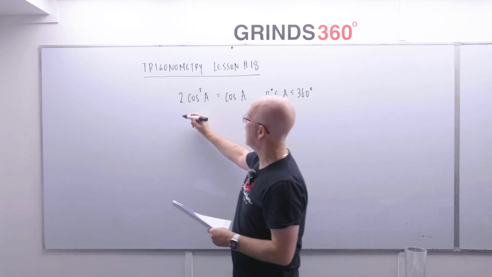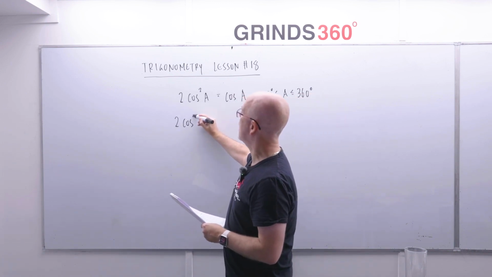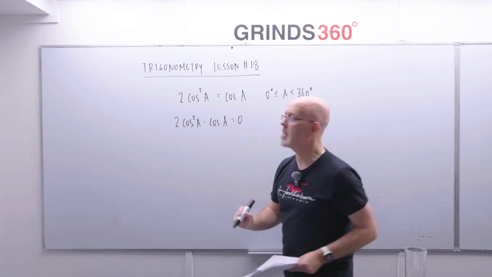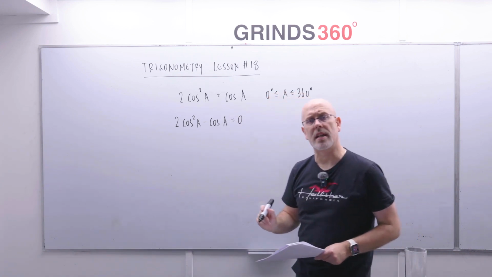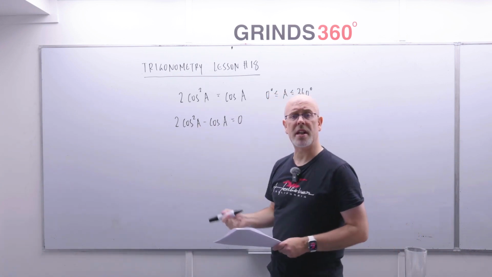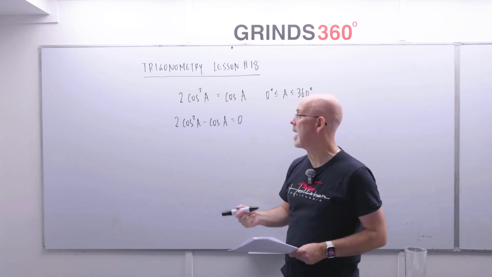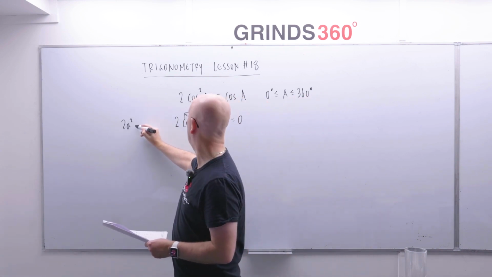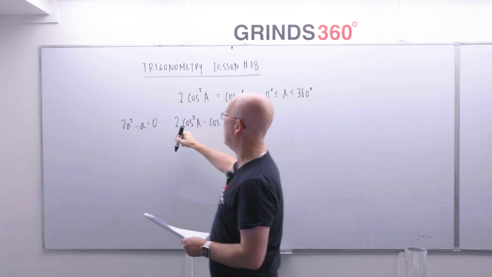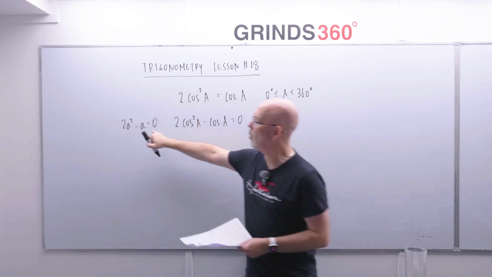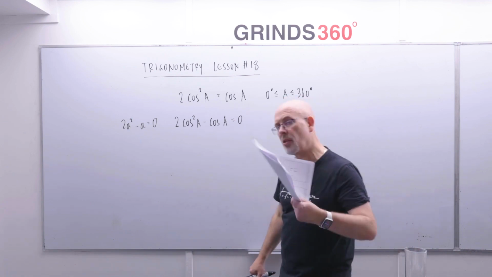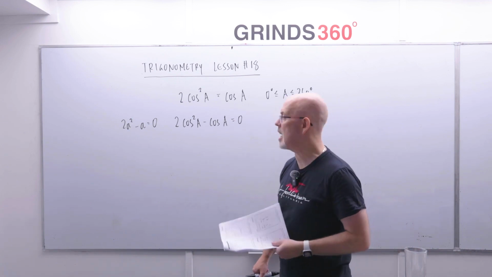So I bring the cosine A across here. I'll get 2 cosine squared A minus cosine A equals 0. Now you can see I can factorize that quite easily, because both of these terms here divide by cosine A. If you want to replace the cosine with a letter, say you've got, for example, 2a squared minus a equals 0, replace the cosines with a. You can see that both terms here are divisible by a. You can pull a outside the bracket, so you don't need to write that down, but you can do that if you need to help you visualize it.